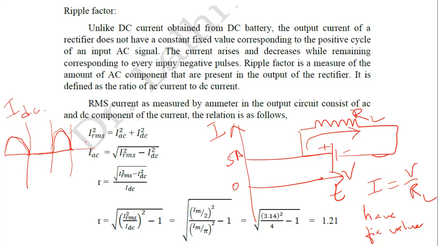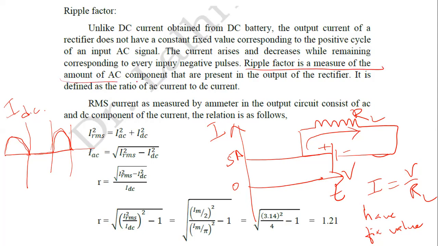Therefore, it shows that there is still a certain AC component in the DC output of a rectifier. That AC component in the output of a rectifier is known as ripple.